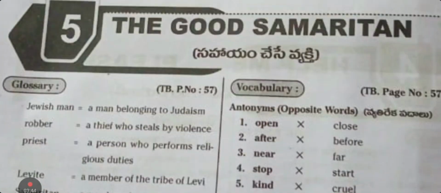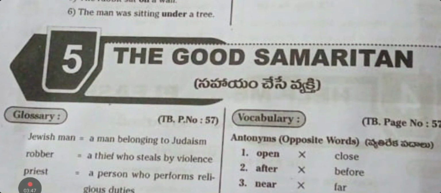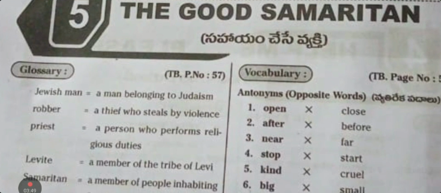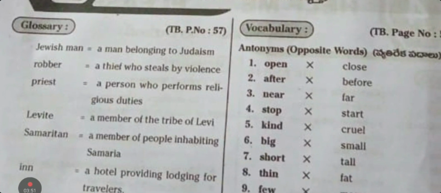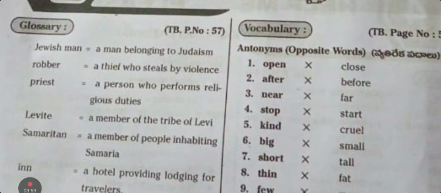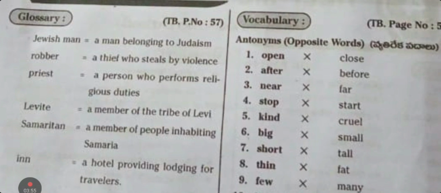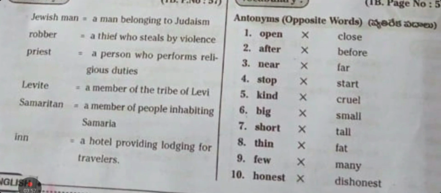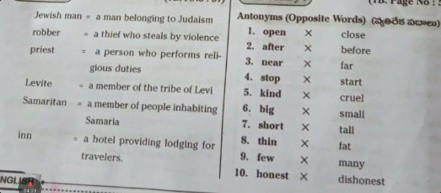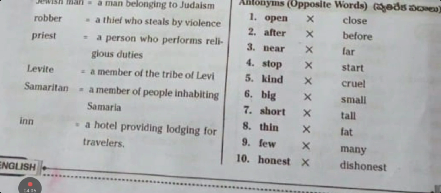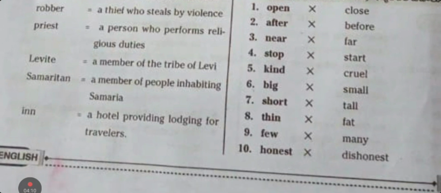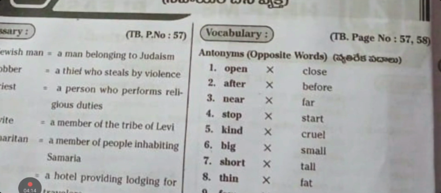See, glossary. You notice the 5th lesson of 3rd class. Next, glossary. Jewish man, a man belonging to Judaism. Robber, a thief who steals by violence. Priest, a person who performs religious duties. Levite, a person of the tribe of Levi. Samaritan, a member of people inhabiting Samaria. Inn, a hotel providing lodging for travelers.